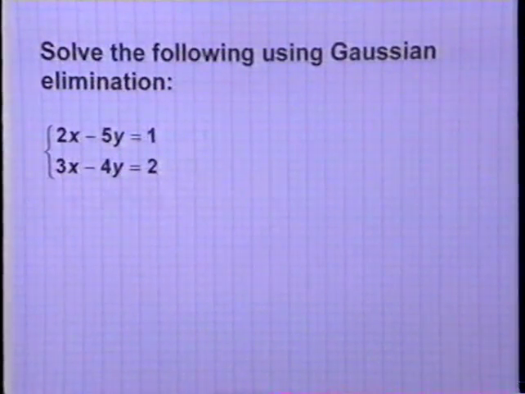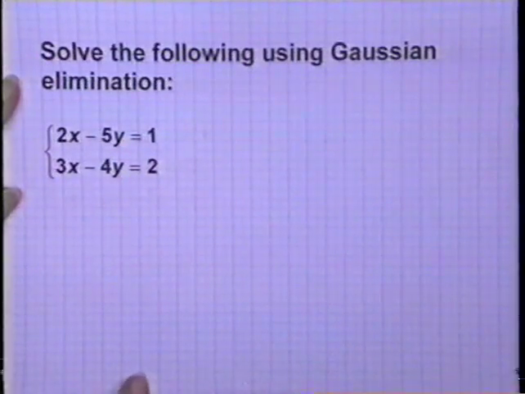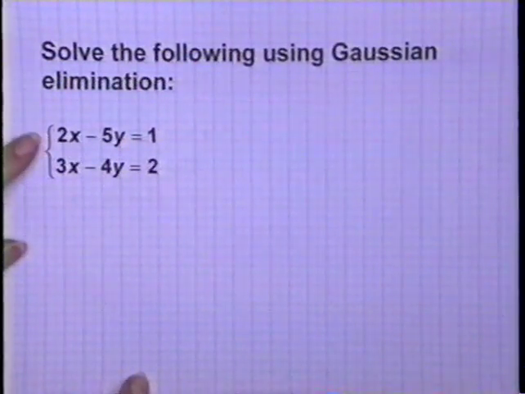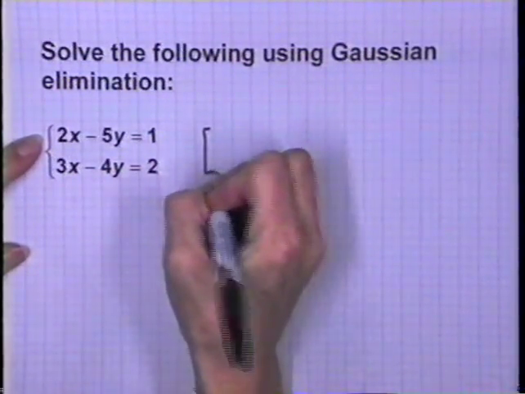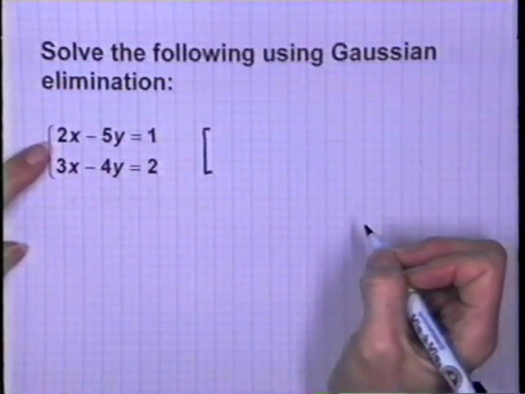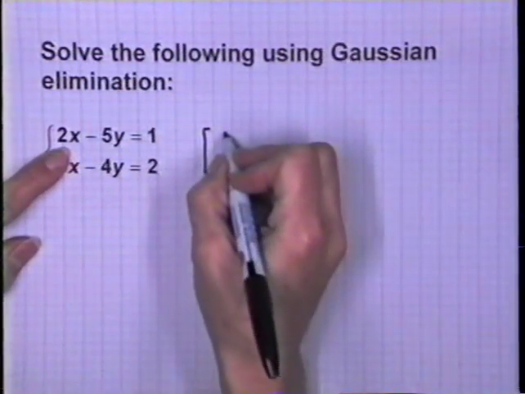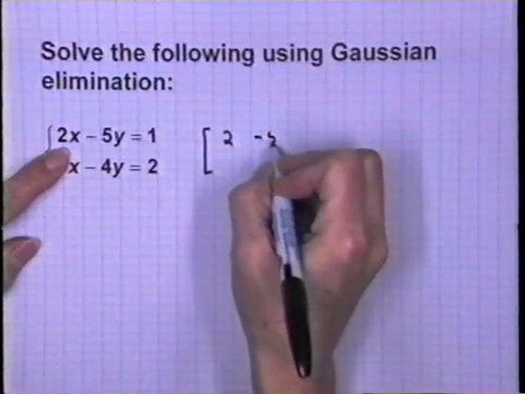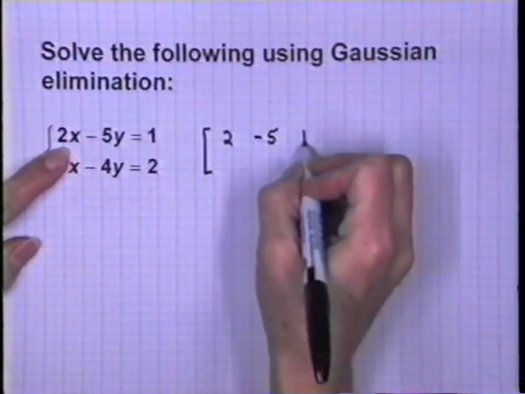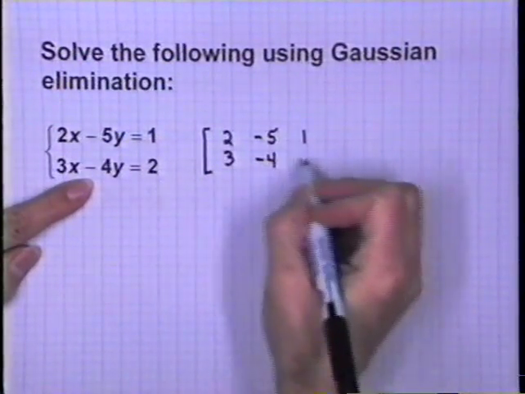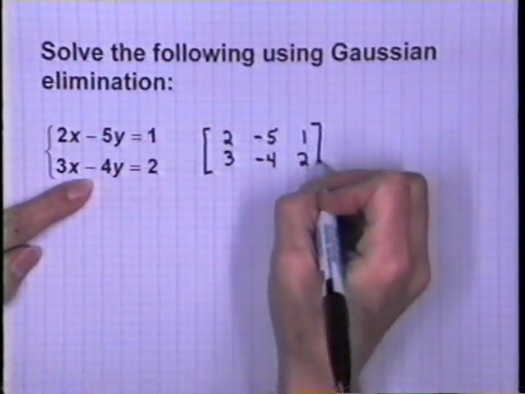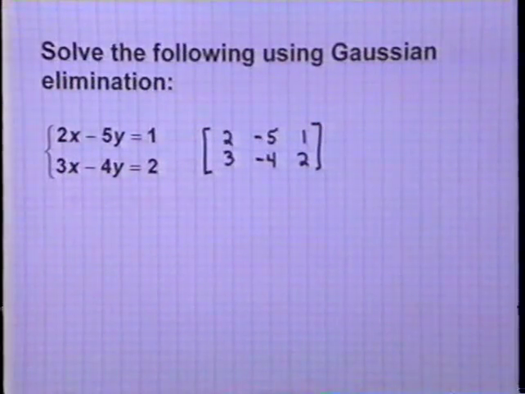Now, we're going to start with a small system here just to get our feet wet, so to speak, and get involved in this process. It says to solve the following using Gaussian elimination. So the first step here, we're going to write the matrix that is represented by these equations. So I have 2x, I have a minus 5z equals 1, and then I have a 3x minus 4y equals 2z. Okay? So there's my matrix.